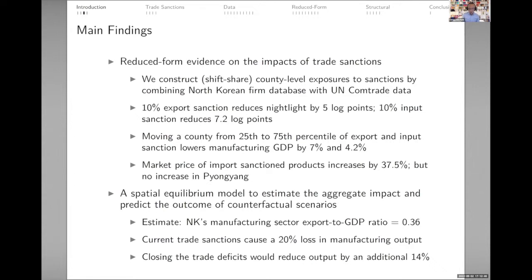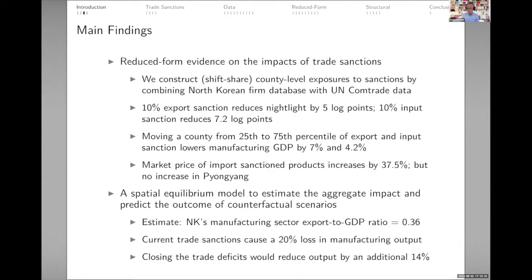And then we combine the reduced form estimates with the structural model, because from the reduced form estimate, we basically use the variation across counties to come up with this estimate. But maybe in the presence of some general equilibrium effect or spillovers, our reduced form estimate might not provide an accurate number for the impact on the country as a whole. So we're going to use the spatial equilibrium model to come up with that aggregate estimate. And there we find that the current trade sanctions caused about a 20% loss in North Korea's manufacturing output.